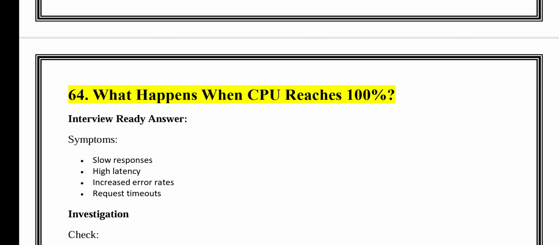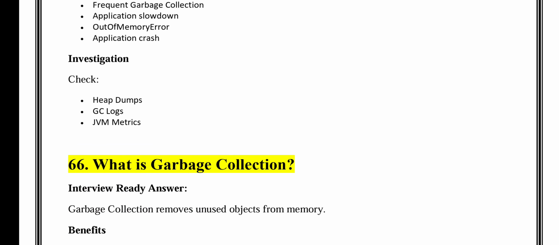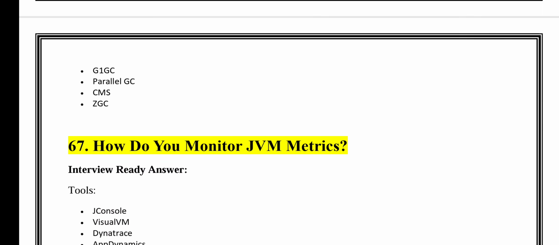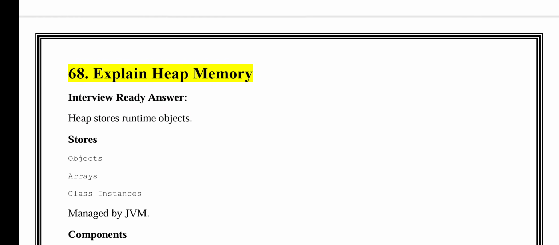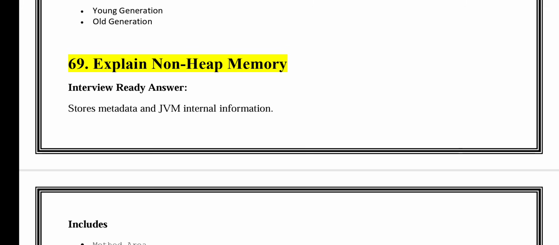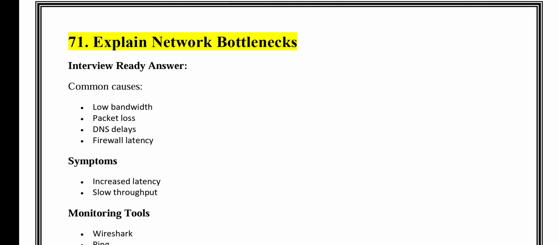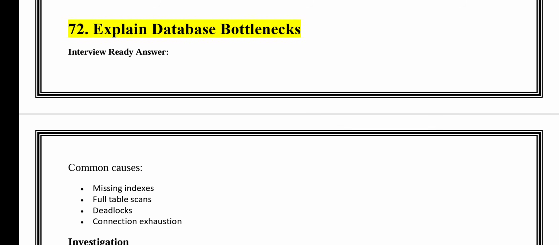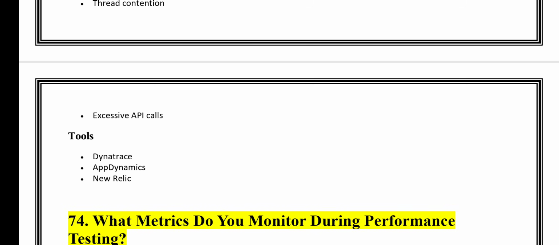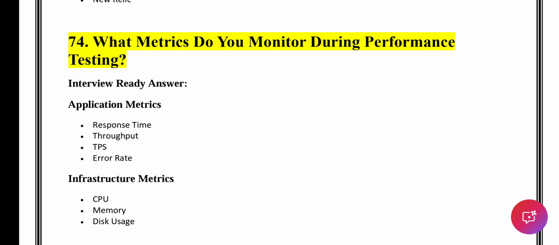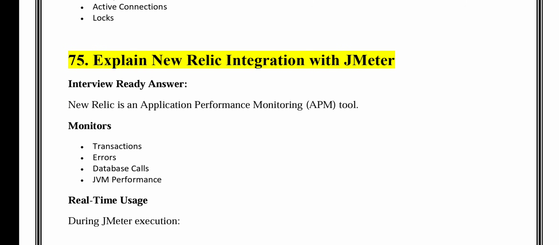What happens when CPU reaches 100%? What happens when memory reaches 100%? What is garbage collection? How do you monitor JVM metrics? Explain the heap memory. Explain the non-heap memory. Explain GC locks. Explain network bottlenecks. Explain database bottlenecks. Explain application bottlenecks. What metrics do you monitor during performance testing? Explain New Relic integration with JMeter.